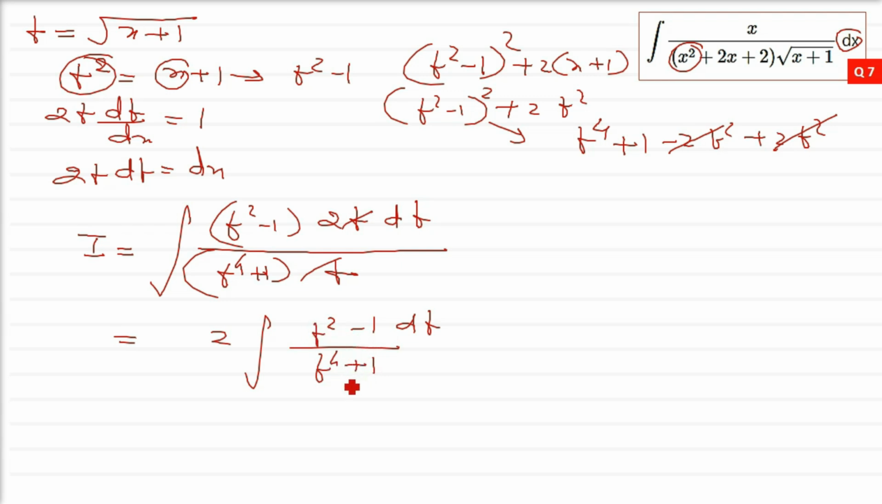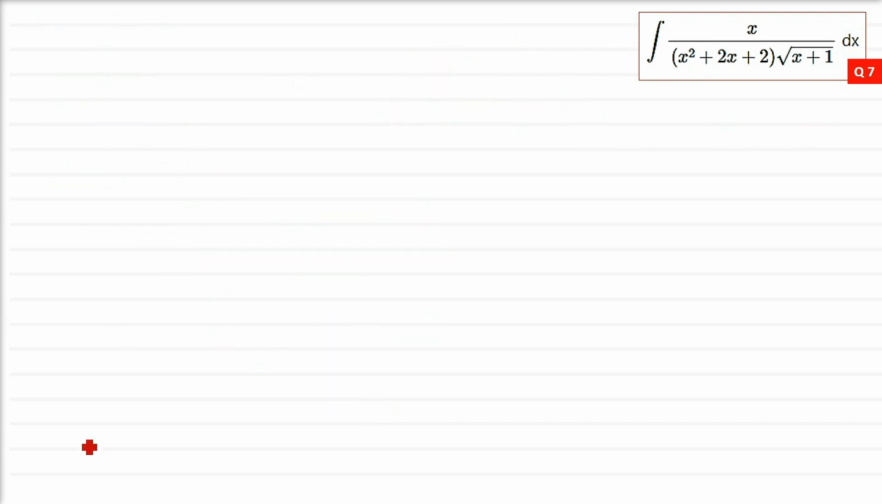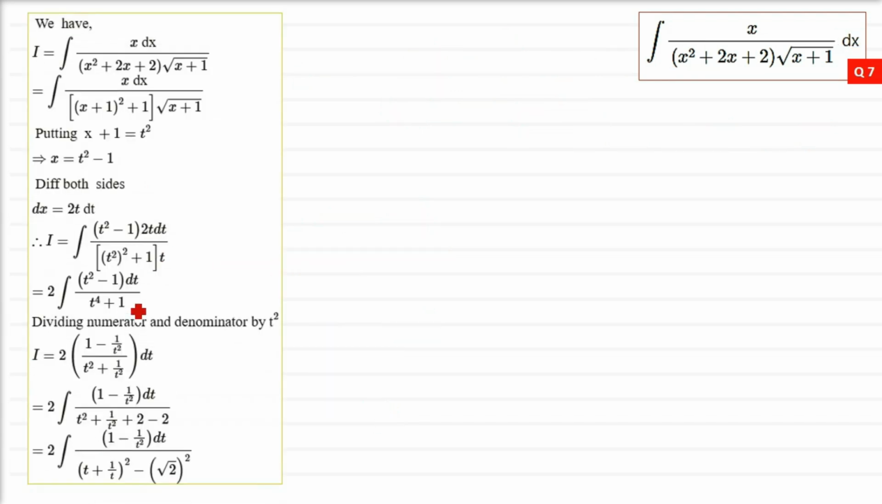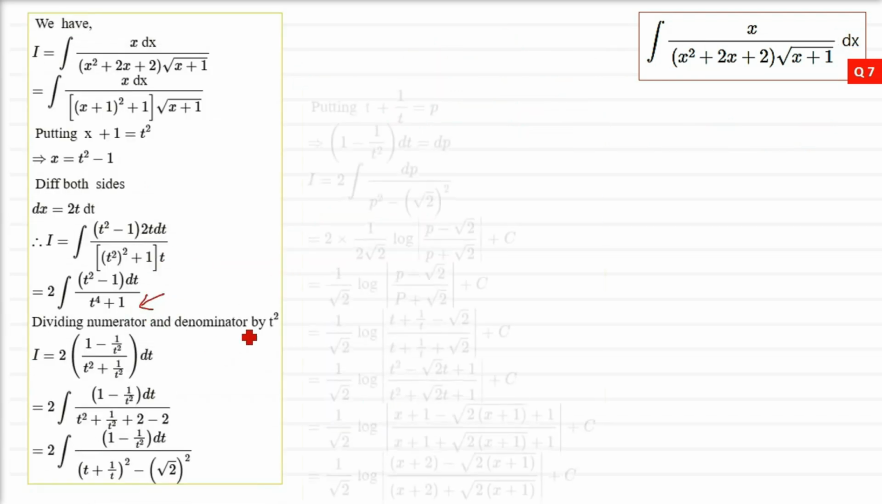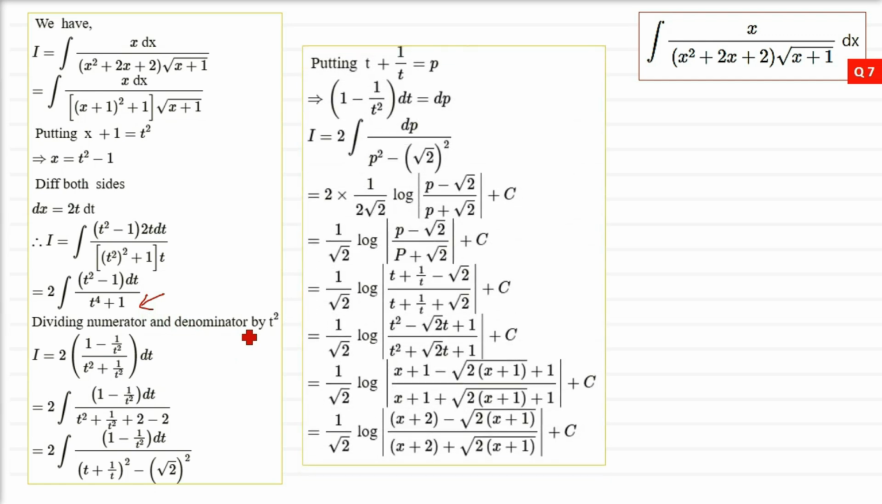Divide numerator and denominator by t square, and then find t plus 1 by t whole square in the denominator so that you can get the numerator. So this can be done by your good self, and it's the same way we have done the previous 6 questions.